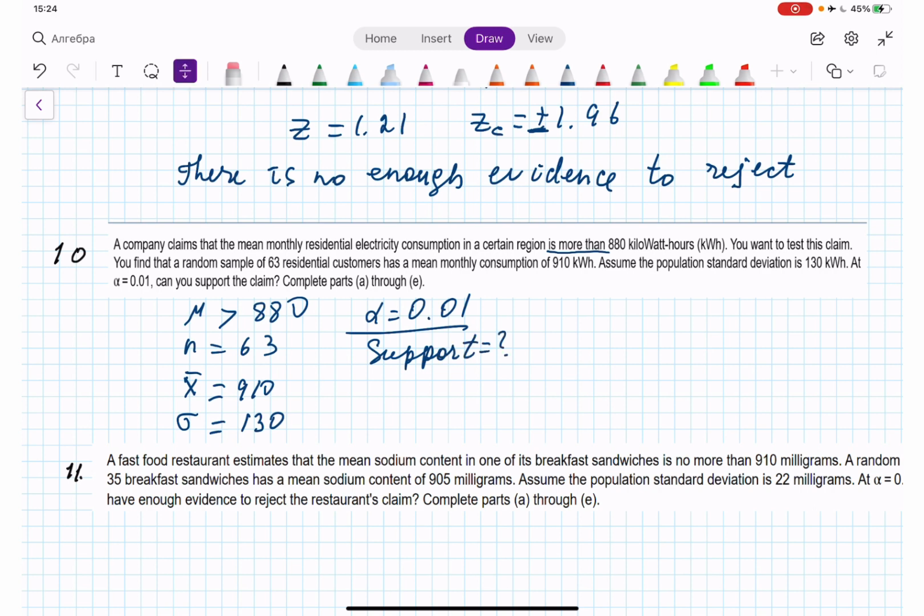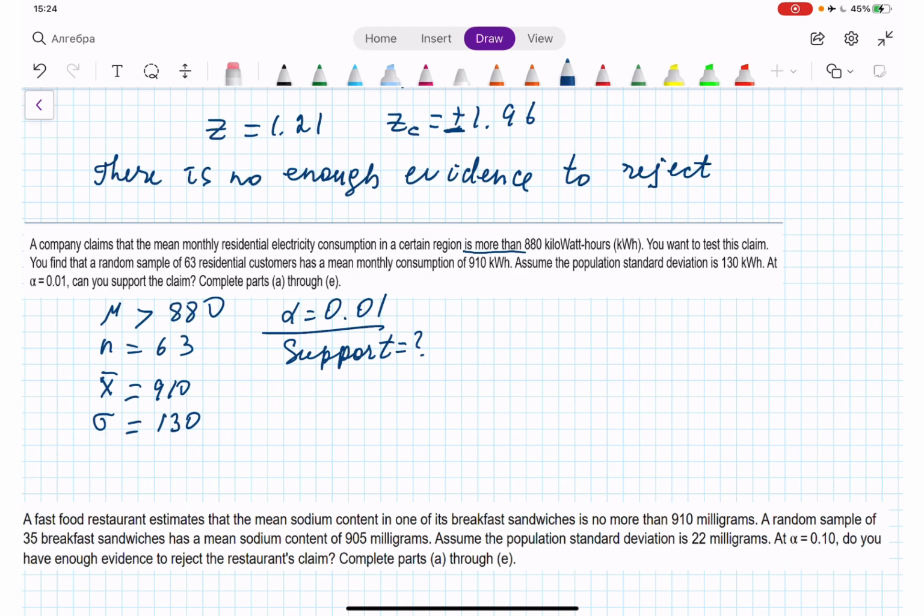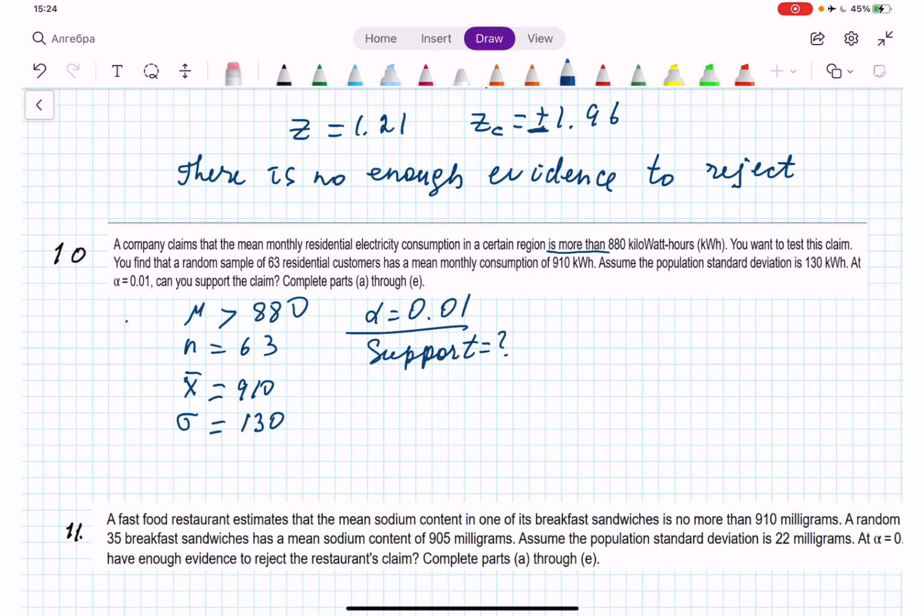Did you notice it doesn't say can we reject, it says can we support? Why? Because the claim is the alternative hypothesis, and the alternative hypothesis deals with support. Okay, so first let's write down what we have. The null hypothesis is mu is less than or equal to 880, and the alternative is mu is greater than 880.